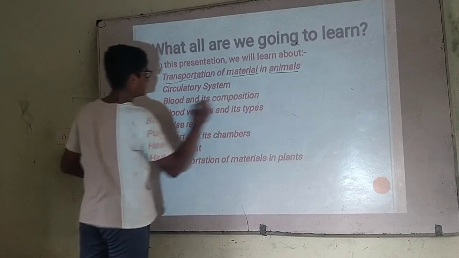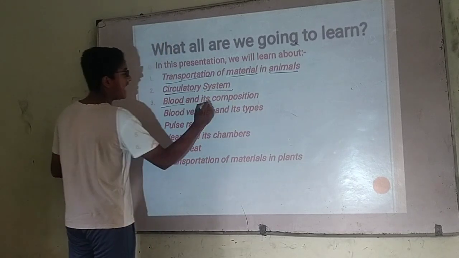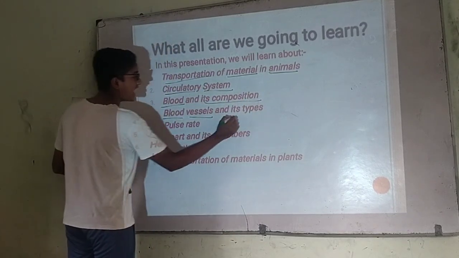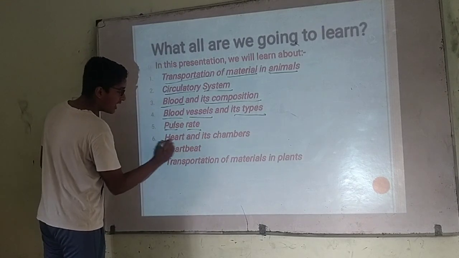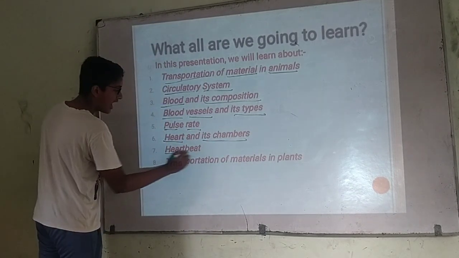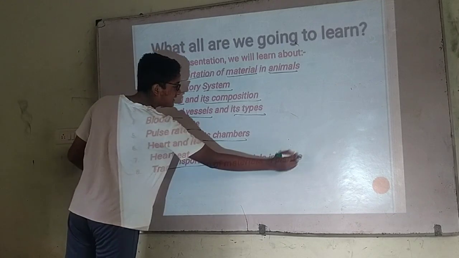Transportation of materials in animals: circulatory system, blood and its composition, blood vessels and its types, pulse rate, heart and its chambers, heartbeat, and transportation of materials in plants.